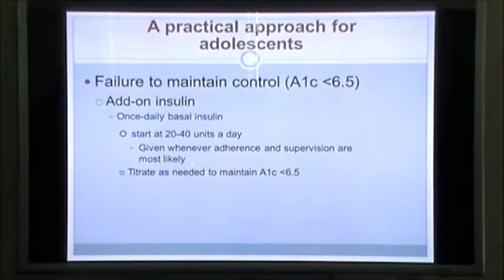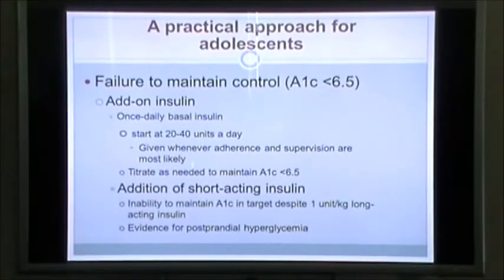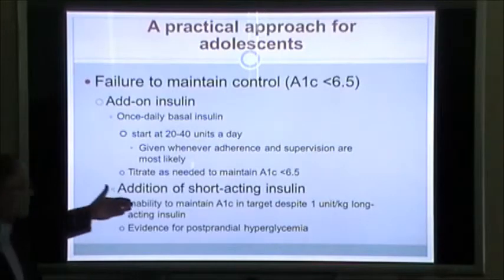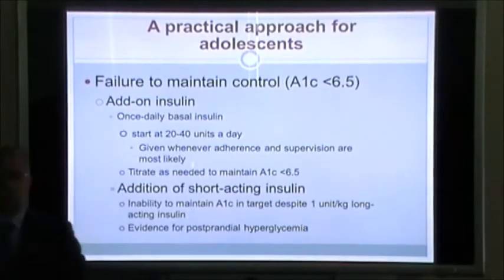It's a change for me. I'm not putting up with A1Cs of 7 or 7.5% in these kids anymore, because I don't think it's in their long-term best interest, for the reasons I showed you about the progressive nature of this disorder. And then addition of short-acting insulin, if you're not getting to target with a dose of insulin once a day of a unit per kilo.